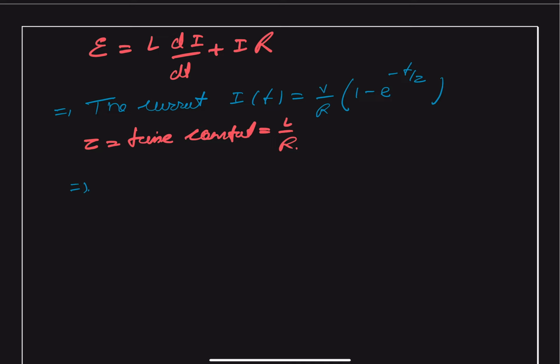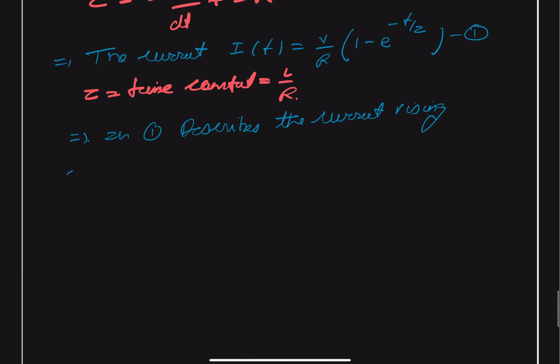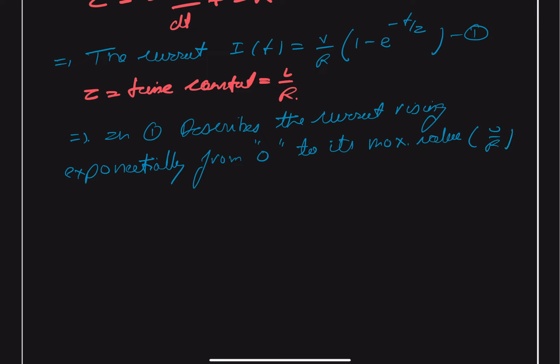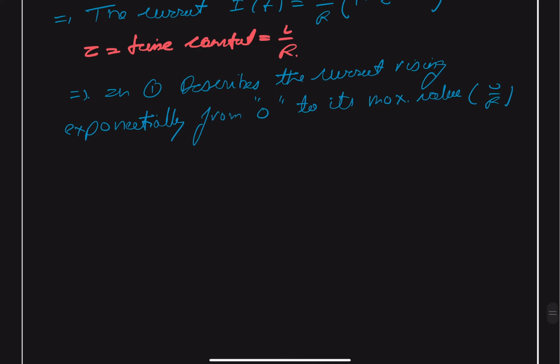We can say equation 1 describes the current rising exponentially from 0 to its maximum value, which is represented as V upon R, with time constant tau, which is our L upon R.